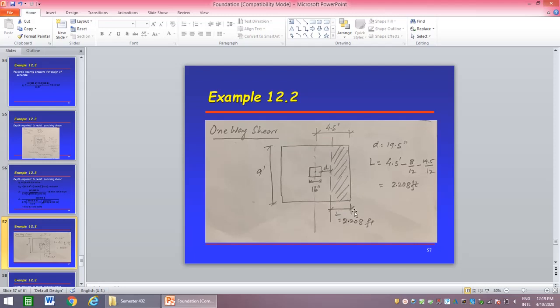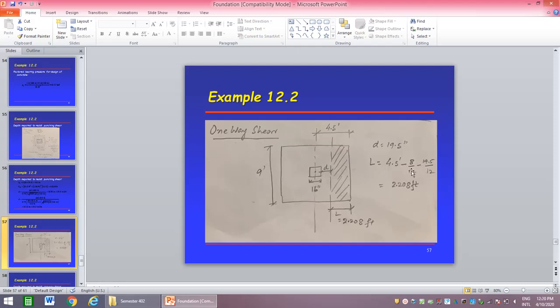So first you have to calculate what is this length. This length is equal to 4.5 because the total is 9 feet, so half of this is 4.5 feet. So 4.5 minus of this, that is the total is 16. So this means half of this column is 8 inch divided by 12. We have to convert into feet, and d is equal to 19.5.